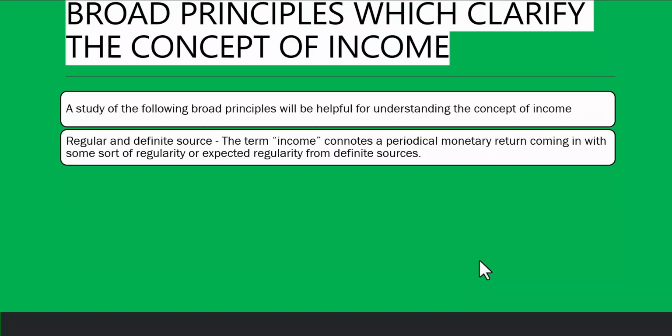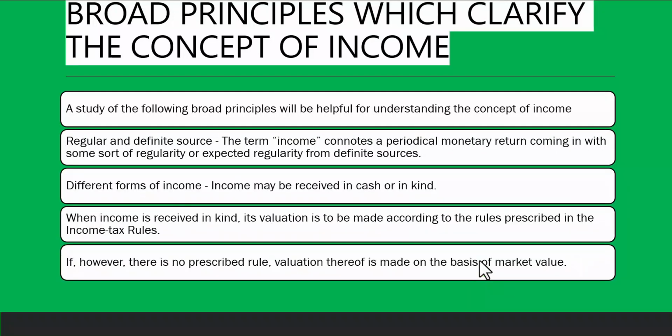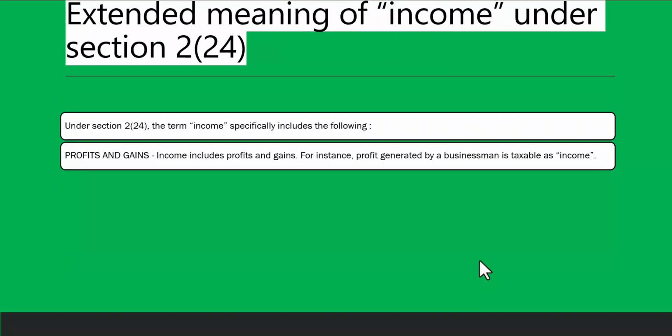Broad principles which clarify the concept of income. I'm just skipping this, you can just go through it. Now this is the definition which has been given under section 2. After this we'll have a break.